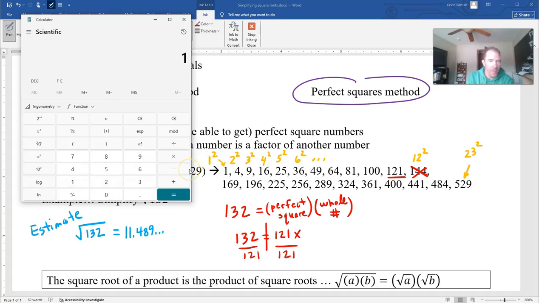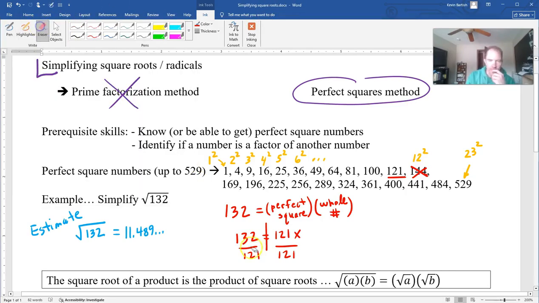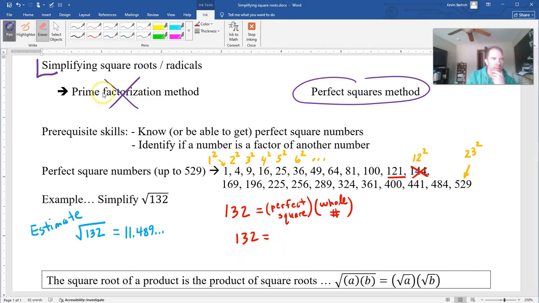Indeed. 132 divided by 36, what does that give us? Gives us a decimal. 132 divided by 25, I know that one gives me a decimal. Okay, 132 divided by 16 is a decimal, not a bad decimal, but a decimal. 132 divided by 9 is a decimal. All right, 132 divided by 4, come on. There we go. Okay, so 132 is 4 times 33, and 4 is a perfect square. So we could say 132 is 4 times 33.